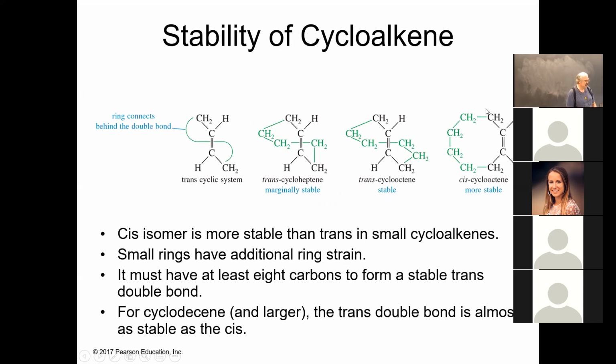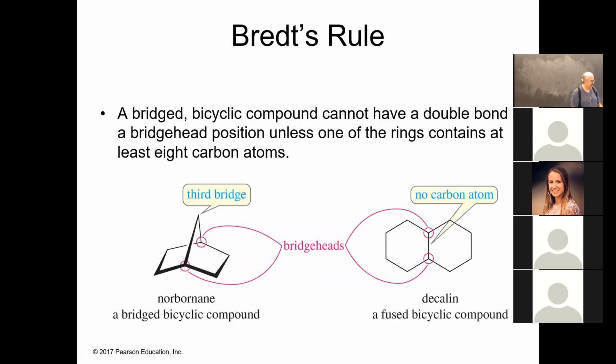The cis isomer is actually more stable for cyclooctene. And as I mentioned earlier, for cyclodecene and larger rings, the trans double bond is almost as stable, in some cases more stable than the cis. Okay, this is something called Bredt's rule.